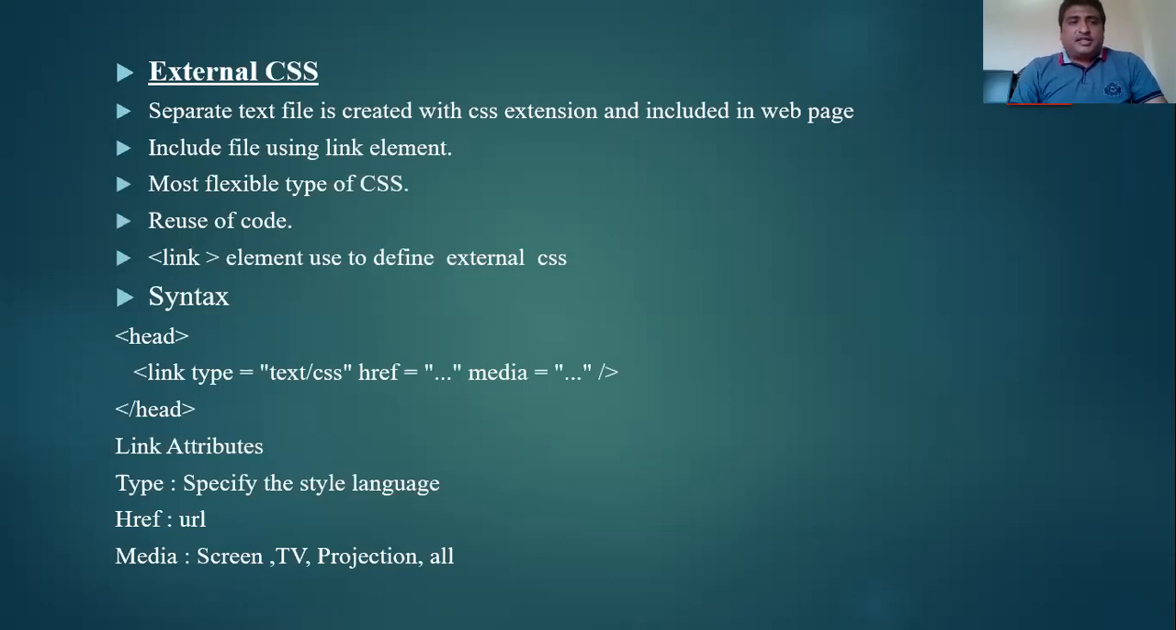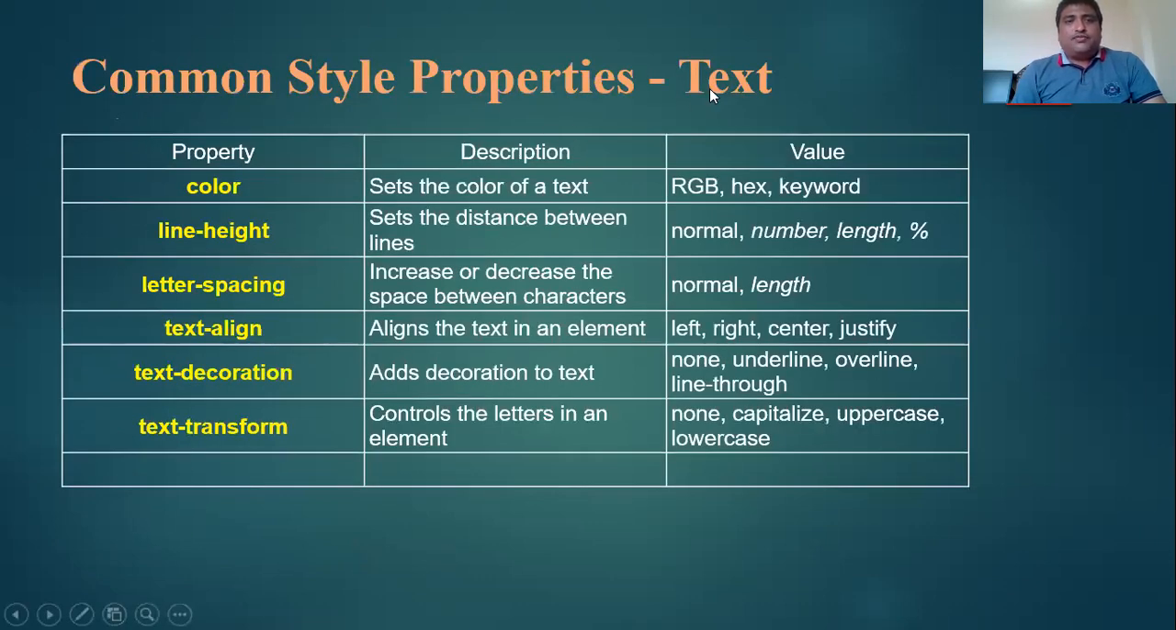Its syntax, let's see a simple example. Here we use the head tag, in that we use the link tag with the property type is equal to text slash CSS. In href we specify its path, and in media where we want to display these style properties. Okay, next one is the common properties of text. Let's see an example of types of CSS.